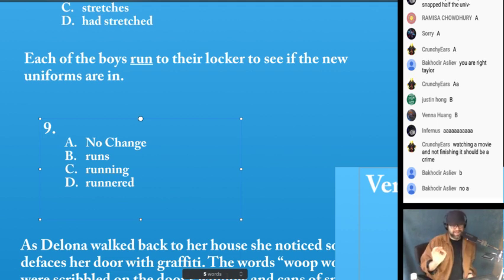So now we need to match it to the noun. Each of the boys run. Now, is the sentence saying the boys run, or are they saying each run? Right? What's the noun there? What does the noun for the verb run attach itself to? That is the question you've got to ask yourself. And with this, it's a great example. Not just because I did it, but it's a great example.